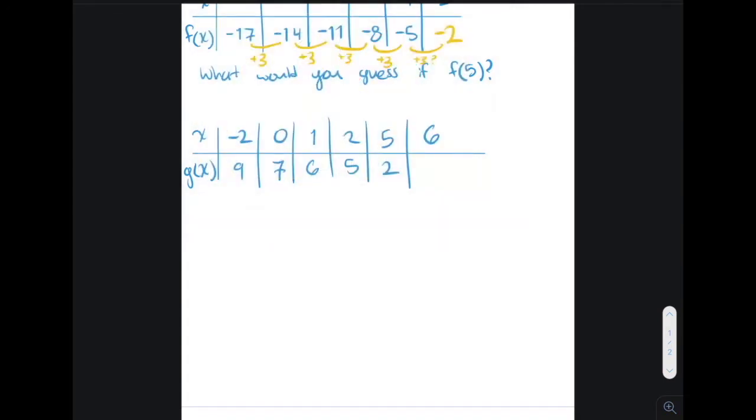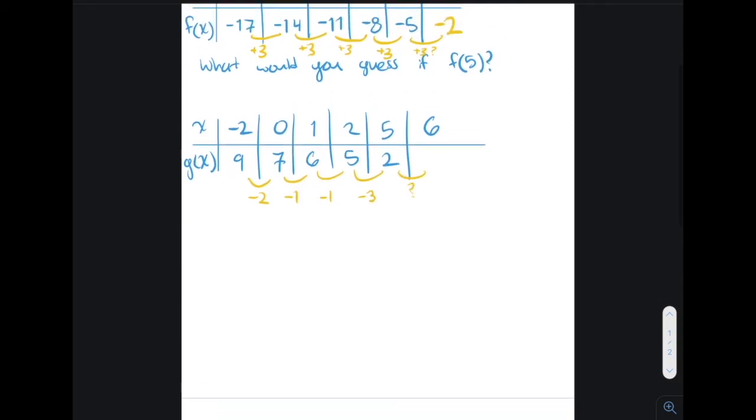We could try to look again for that pattern, and we'd see that from 9 to 7, it's a difference of 2, a decrease of 2. From 7 to 6, a decrease of 1. 6 to 5, a decrease of 1. 5 to 2, a decrease of 3. Because the change in g of x is not consistent across this table, we might not be able to use the same reasoning directly that we did before to answer what g of 6 was. In fact, this change seems less consistent.